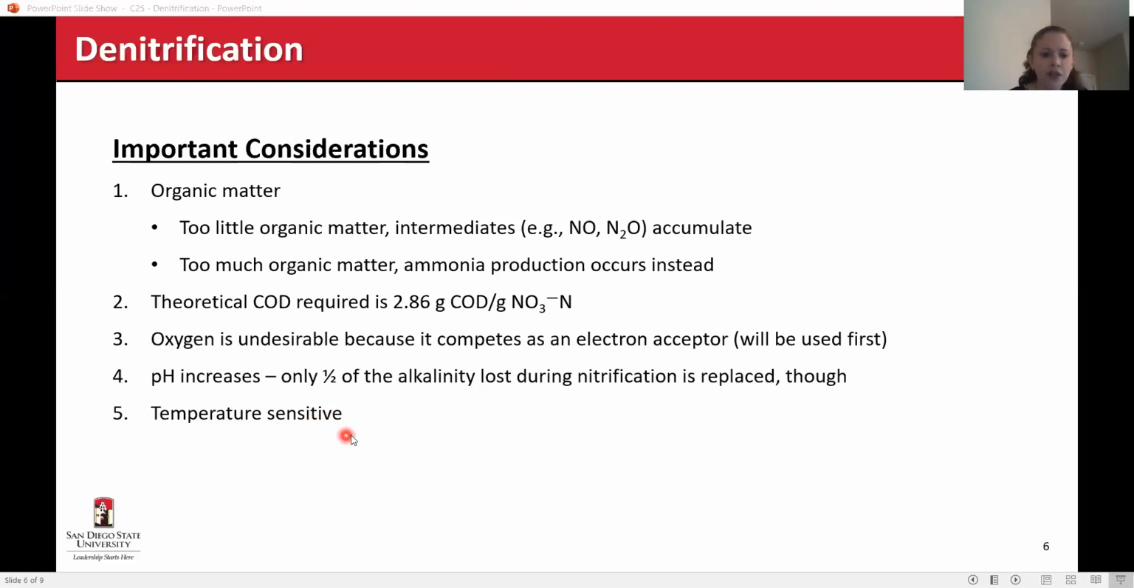And then, of course, the denitrification process is very temperature sensitive. And so that means that we will need to take that into account if we're designing, for example, a denitrification system for a colder region or a region where they see seasonal fluctuations of temperature that are very significant.